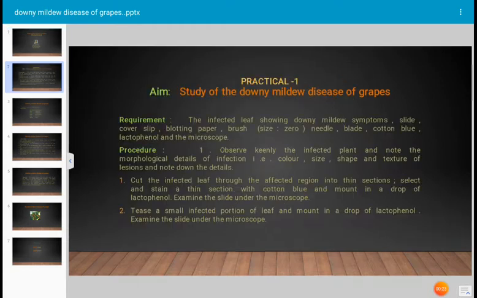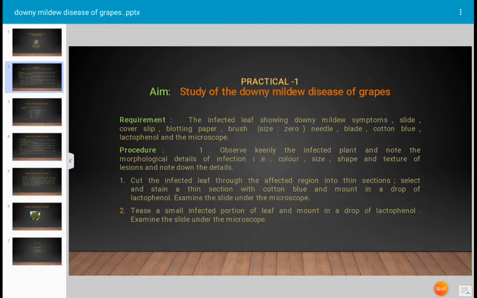This disease, downy mildew disease, is a very common disease. It has been reported from throughout the world. It is very common in cooler regions of Maharashtra. Everywhere this disease occurs, it is of major importance, hence it has been given in the syllabus.